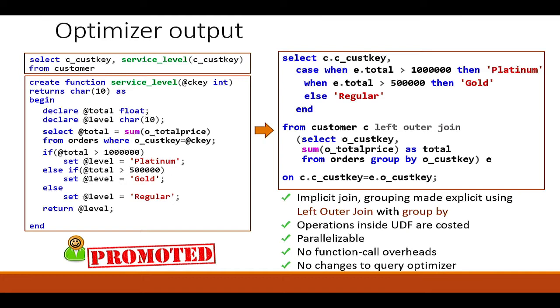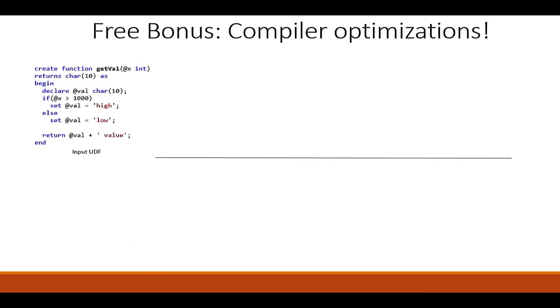So there is no downside to using a UDF now. There's not only promotions, there are bonuses as well. I have a small example that shows how we can get several compiler optimizations for free by doing the transformations that we did.